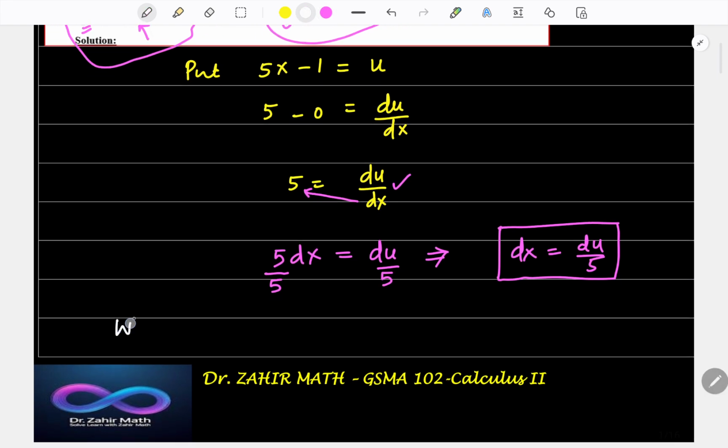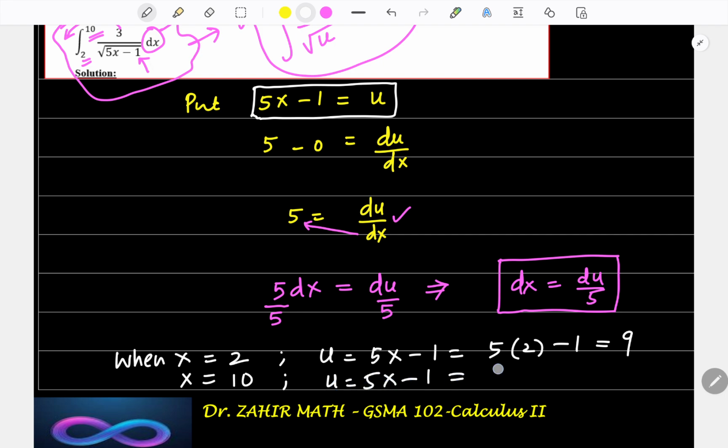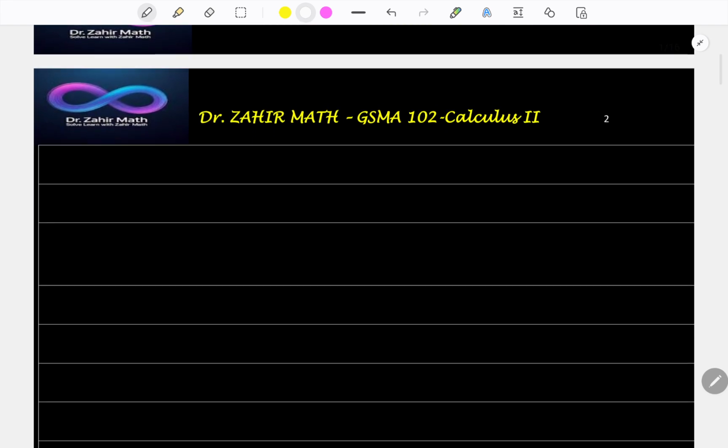When x is equal to 2 and when x is equal to 10, what is the value of u? Look here, this is the equation for u: u is equal to 5x minus 1. Put x equal to 2: 5 into 2 is 10, 10 minus 1 is 9. Now u is equal to 5x minus 1, put x equal to 10: 5 into 10 minus 1 is going to become 49.